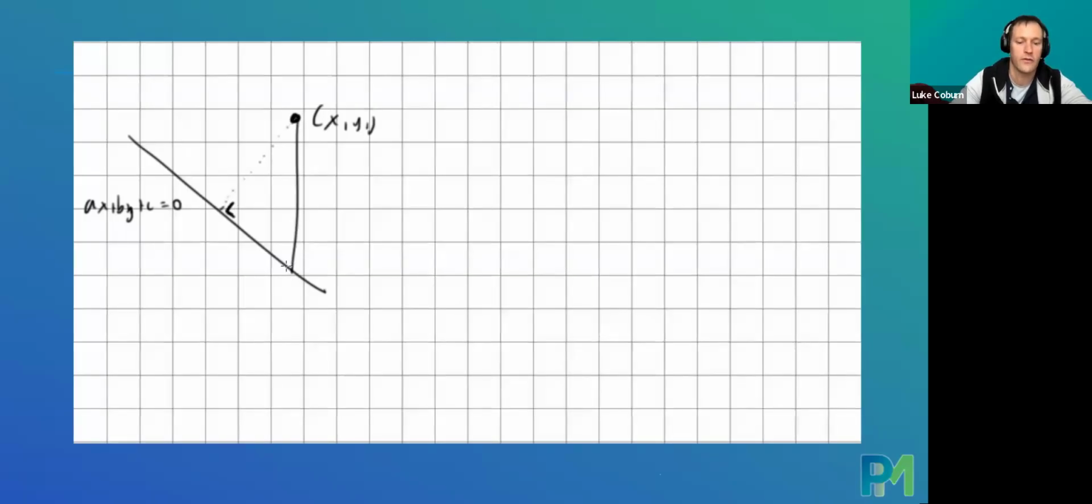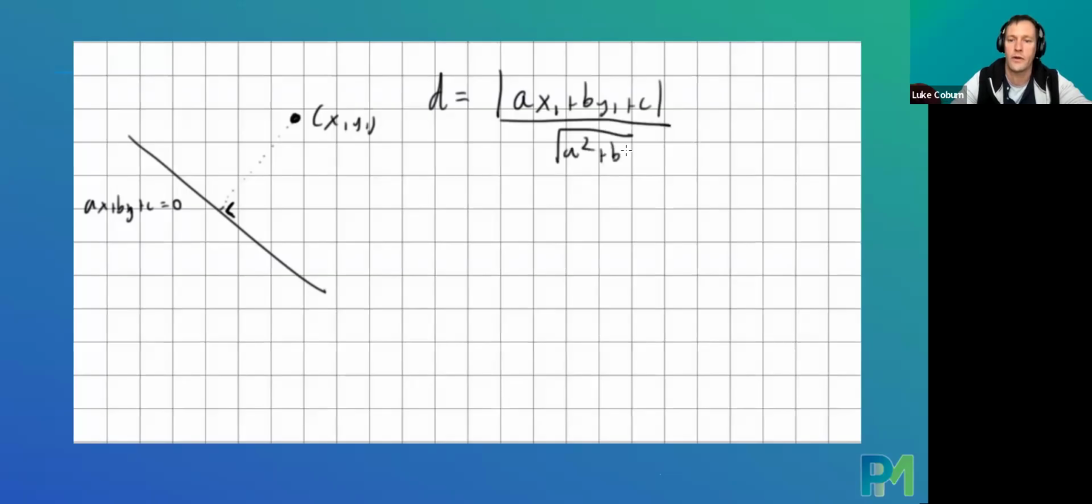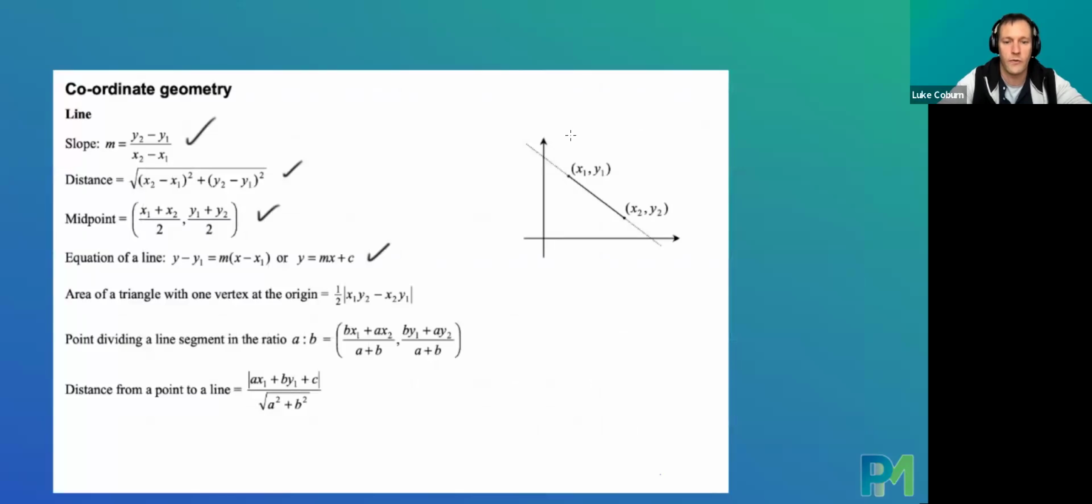You could go from this point to the line in this direction or in this direction. In fact, in any number of different directions, but there's only one that's the shortest, and that's the perpendicular distance. And that distance, which we call d, is the following formula. It's the absolute value of ax1 plus by1 plus c, all over the square root of a squared plus b squared. If you want to know where it comes from, you'd learn it in first year in college. So some of these formulas you don't need to know where they come from.